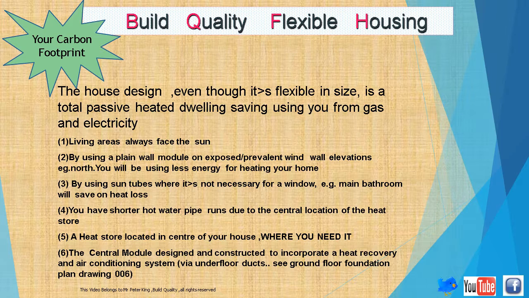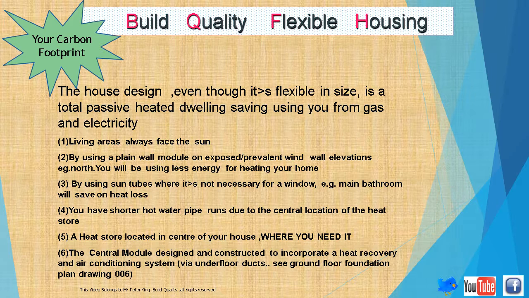Your living areas always face the sun, so you receive natural daylight, by using a plain wall elevation module on exposed prevailing wind elevations, e.g. north. You'll be using less energy on heating your home. By using sun tubes where it's not necessary to have a window, e.g. the main bathroom, you will save on heat loss.